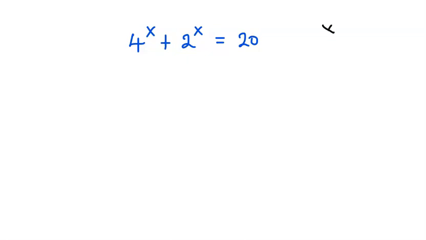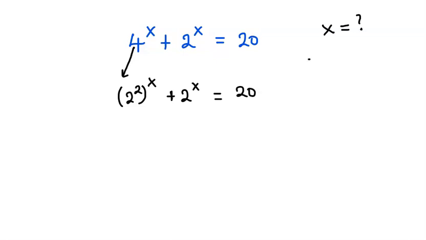Today we're going to solve for the real value of x that will satisfy this exponential equation. So we have 4 to the power of x plus 2 to the power of x, equal to 20. So let's get started. Now we know that this 4, we can express as an index power of 2, as 2 to the power of 2. Then we have a power of x. So here we have plus 2 to the power of x. This is equal to 20.